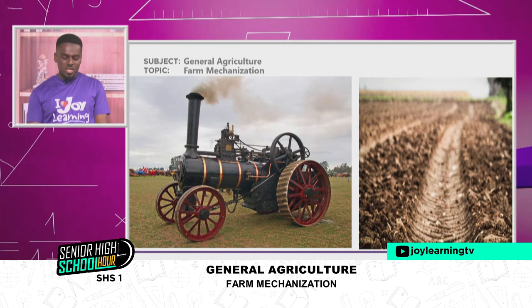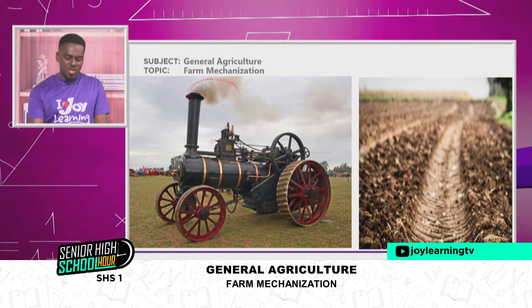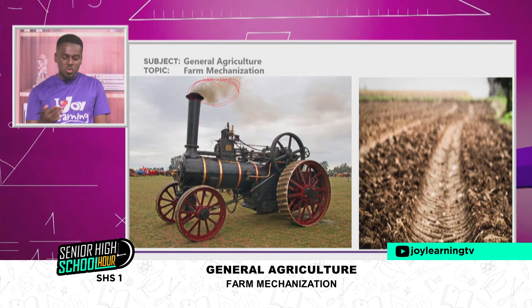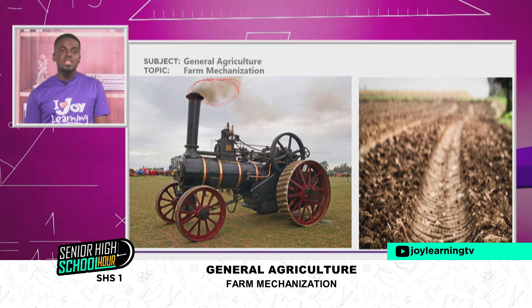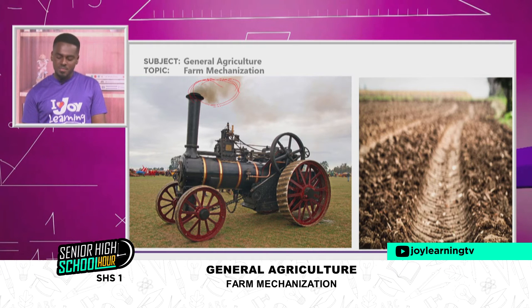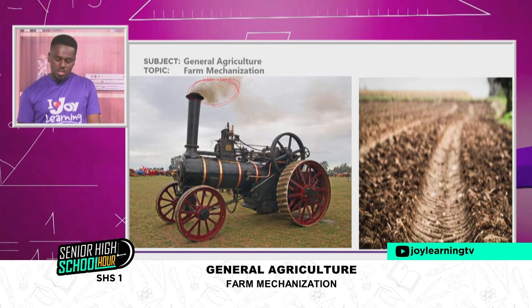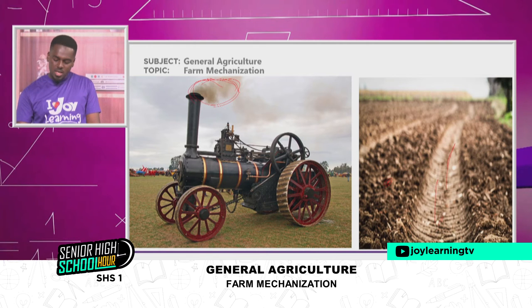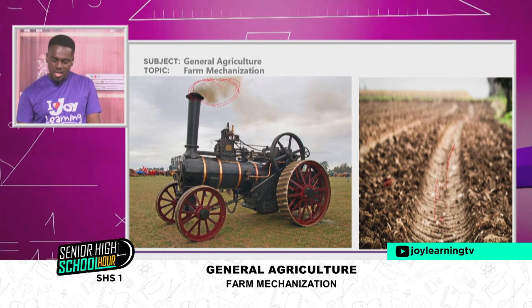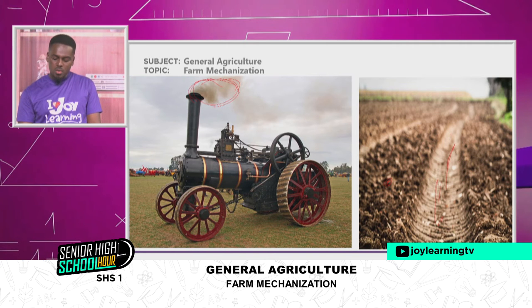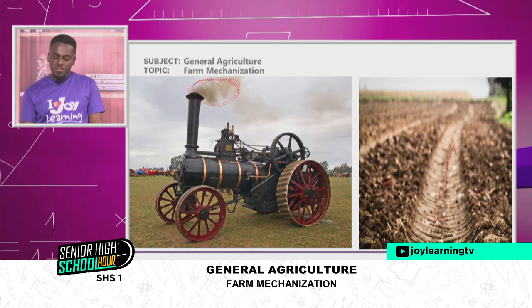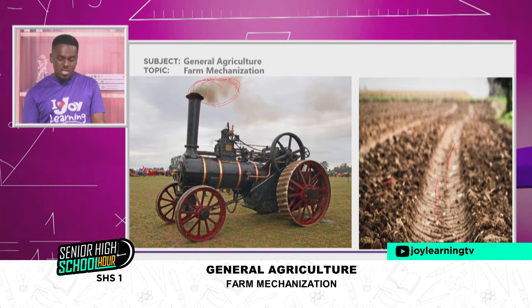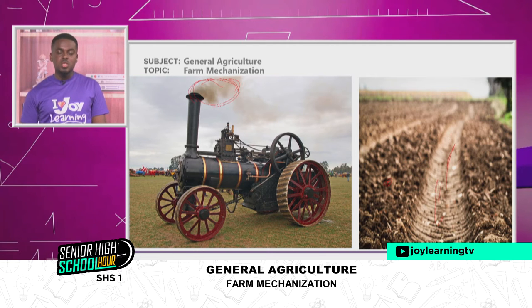So on your screen, you see a tractor. Just look at the fumes that are coming from it. So as you continue to engage in this activity, certainly it will lead to the pollution of the air. The image on your right, through the use of this machinery, you can see that the soil here is different from the one here. This one is being compacted. So as the machine moves over it, over time, the aeration will reduce. It becomes so compacted that it will be very difficult to support plant growth. So these are some of the challenges associated with farm mechanization.